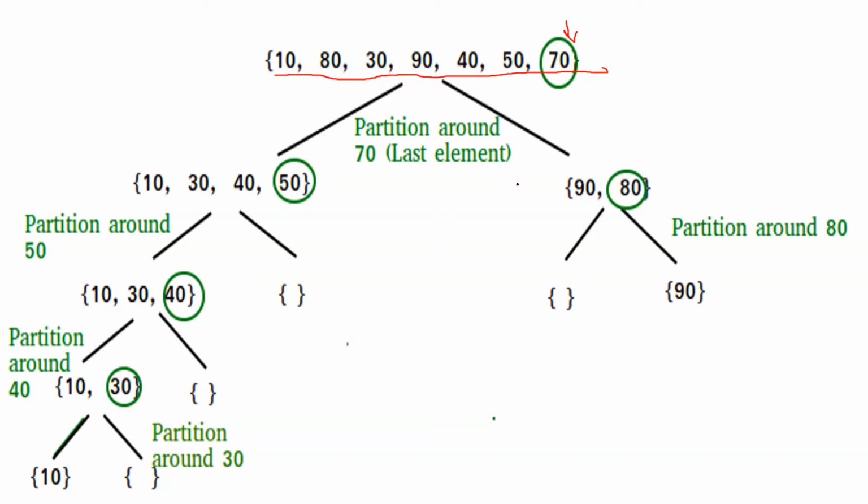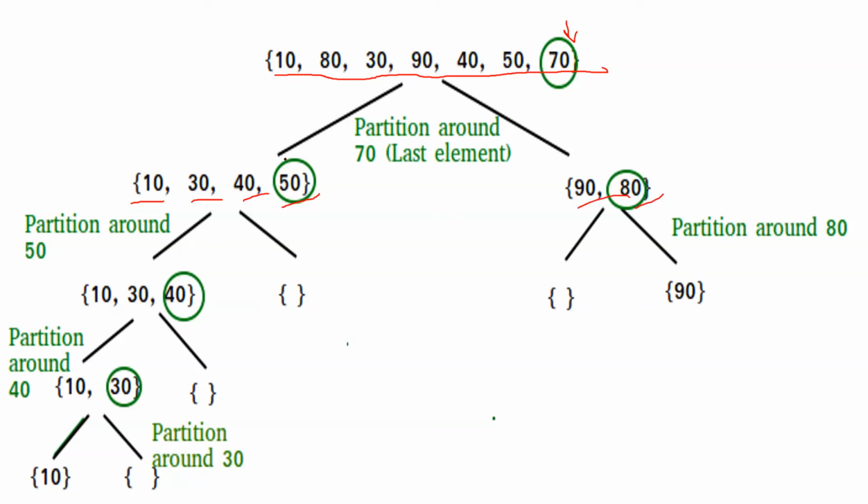So the elements less than 70 will be at the left hand side, and the elements greater than 70 will be at the right hand side. Elements less than 70 are 10, 30, 40 and 50. Elements greater than 70 are 90 and 80.